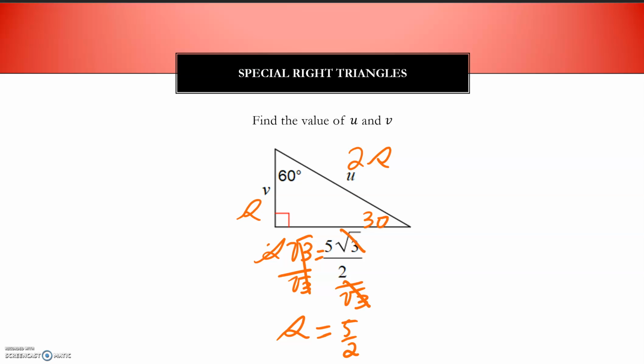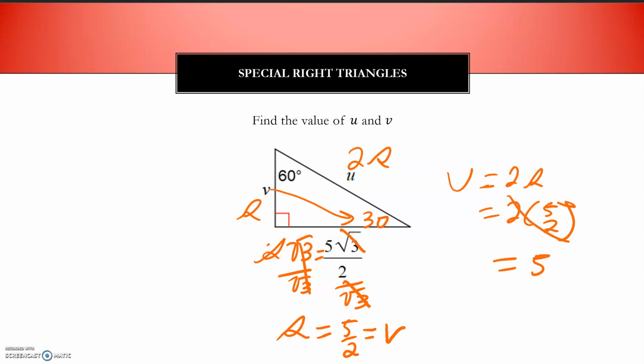You can also have 2.5 if you prefer decimals. So S is also V, right? Because that's opposite the 30. So V, this side, is just 5 over 2. And U is 2S, which is 2 times 5 over 2. So we cancel that out, and we're just left with 5 for the hypotenuse. And again, 5 times the square root of 3 over 2 is bigger than 5 halves, but smaller than 5. All right, so everything's how it should be. Okay.